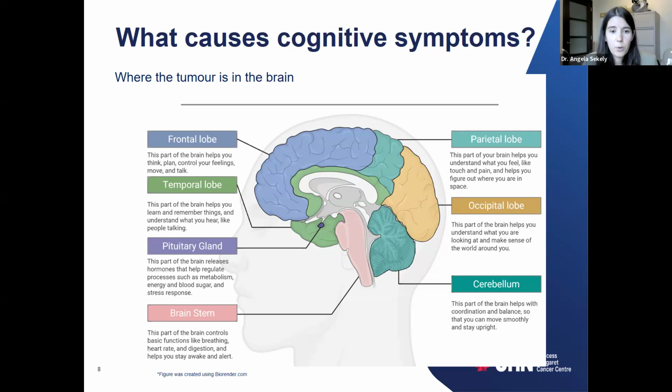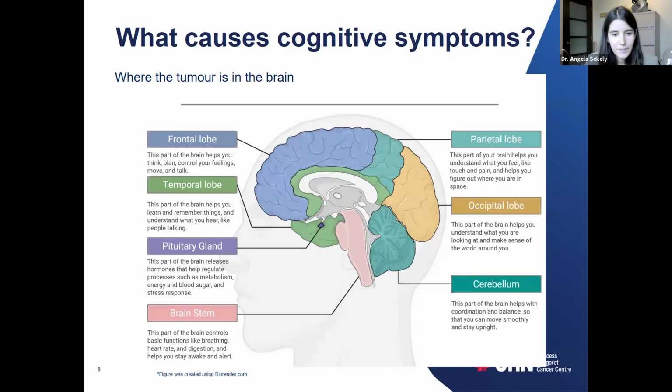If we move on to the parietal lobe, this is back behind the frontal lobe towards the top of your brain. It helps do things like understand touch and pain and figure out where your body is in space. And then just towards the very back part of the brain is called the occipital lobe. And this helps us understand or make sense of what we're seeing.